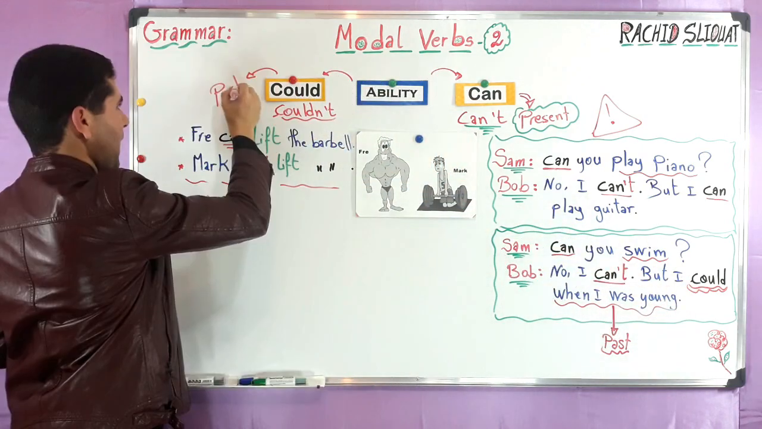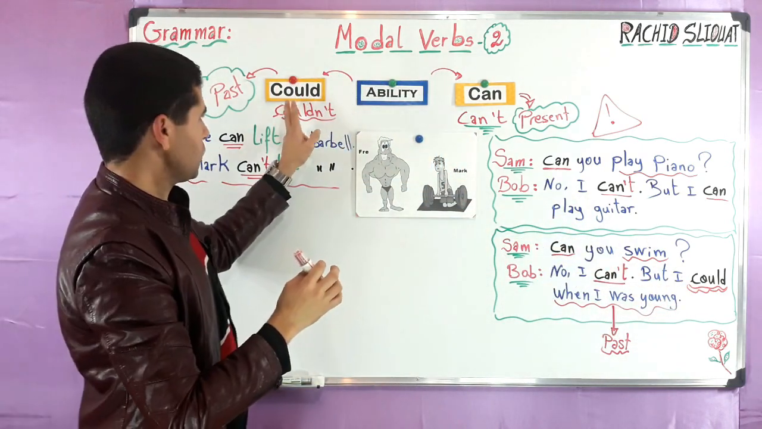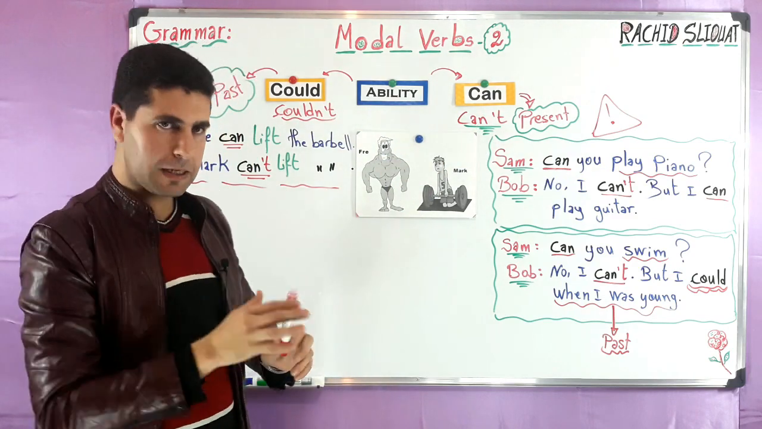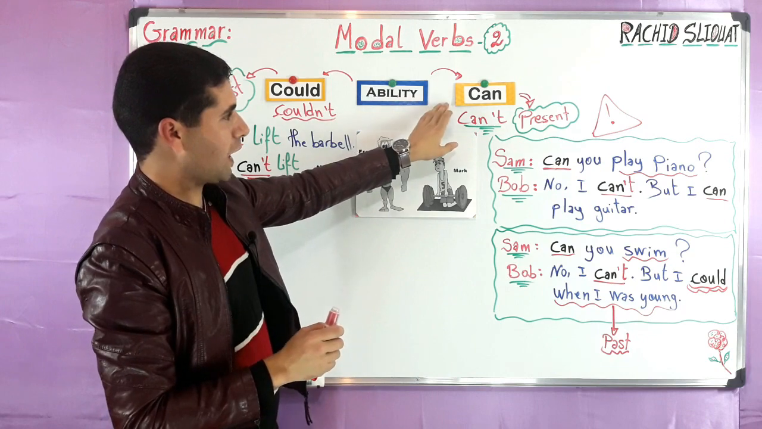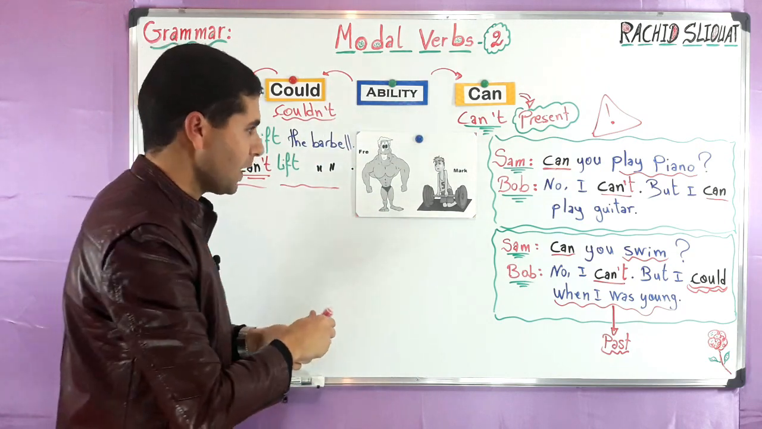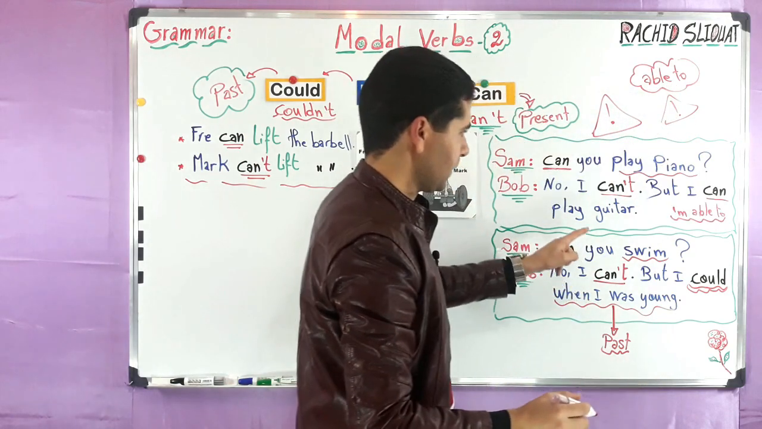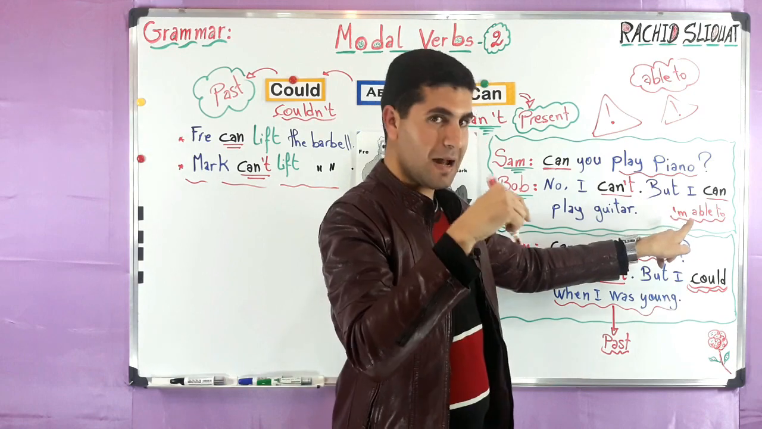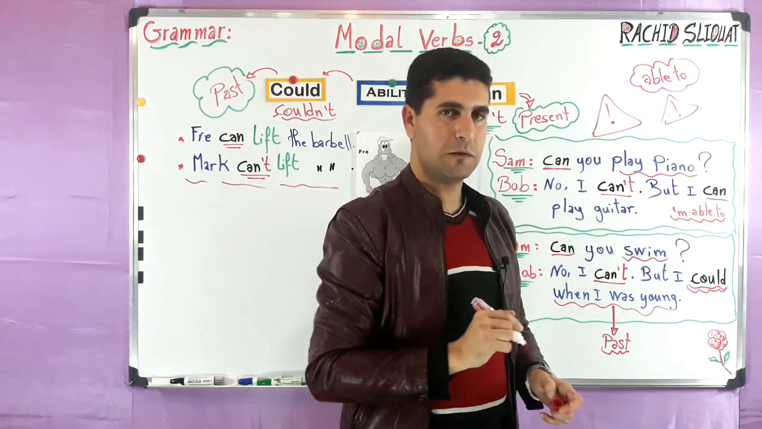So could is for past. Very simply, could is the past of can. For ability, we use either can or could. We can also use able to. So we can say, I can play guitar, or I'm able to play guitar.